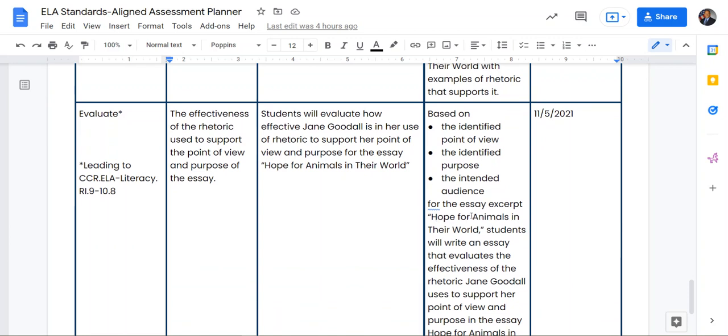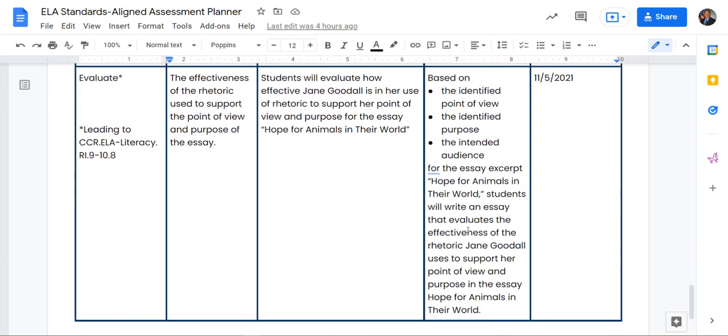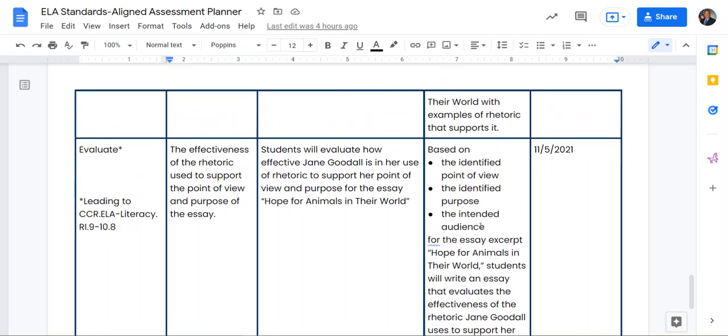For the essay, Hope for Animals in Their World, students will write an essay that evaluates the effectiveness of rhetoric Jane Goodall uses to support her point of view and purpose. So what we're really looking at there is, what is the purpose of the essay, and then what is the point of view in the essay, and how well does she use rhetoric to support that? Now that goes beyond the standard a little bit, but it lays a really good foundation for argumentation.